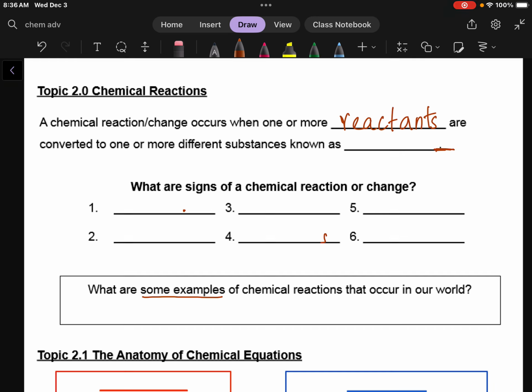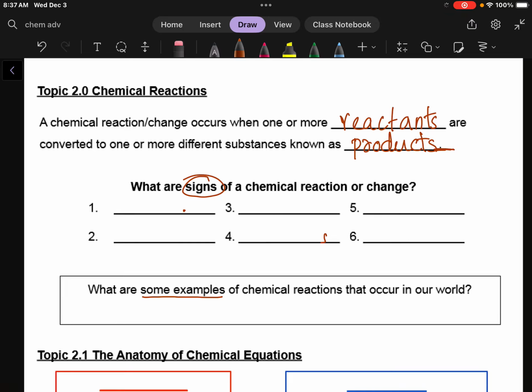So the reactants are converting into the final compound. We call them what? Products. So there will be only two things: reactants, which is before the reaction, and products, which is after the reaction. So whenever you see a change, this is how we are going to identify whether it is a chemical change or physical change.